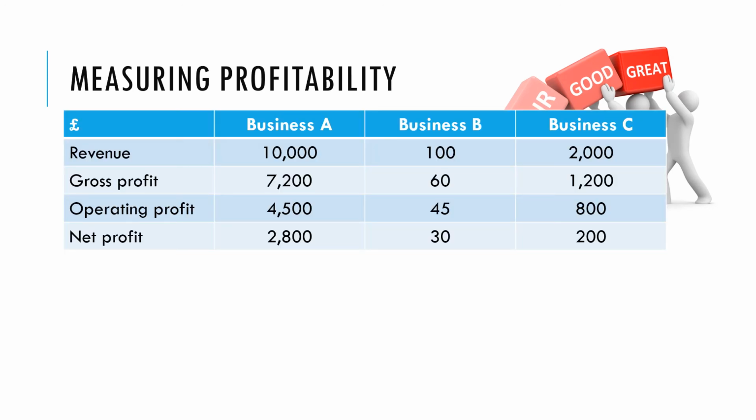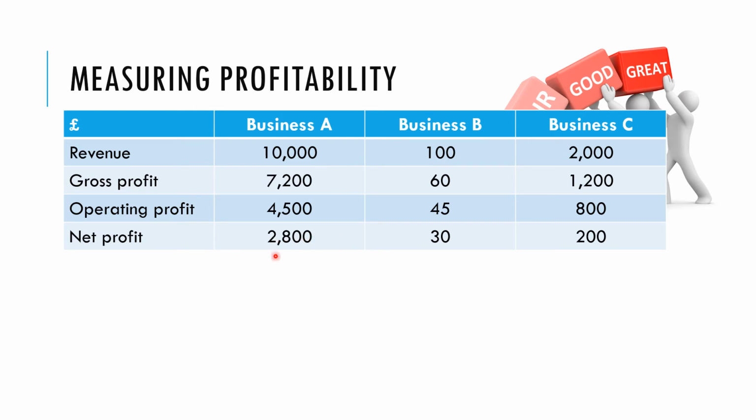So let's consider these three businesses, business A, business B, and business C. And what I'd like to do is just pause the video for a second and think which of these businesses is performing the best. Well, it might be difficult to say which business is performing the best because these businesses clearly are very different sizes. Business A is clearly the largest, £10,000 worth of revenue. Business B only has £100 of revenue, quite small, and business C is somewhere in between. So it's hard to make a comparison.